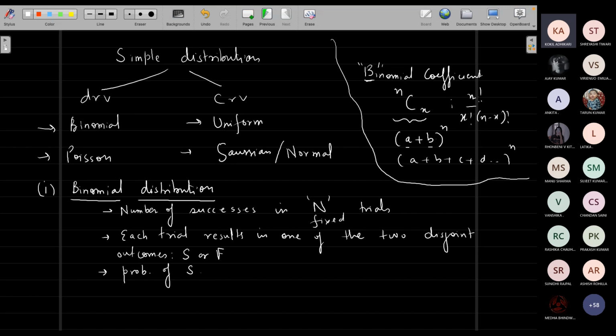Probability of success in any given trial is fixed as P. So if I am tossing a coin, then in the first toss, the probability of success is half, if it is a fair coin, of course. In the 10th toss, it is still half. In the 100th toss, it is still half. So probability of success is fixed to be P. And of course, this P will be 0 less than P less than or equal to 1.